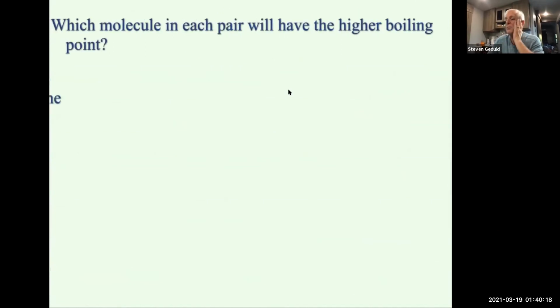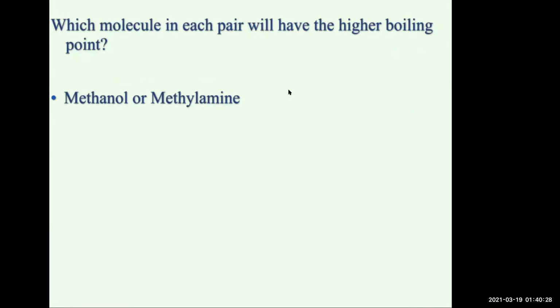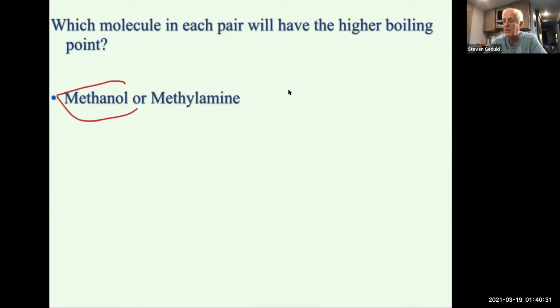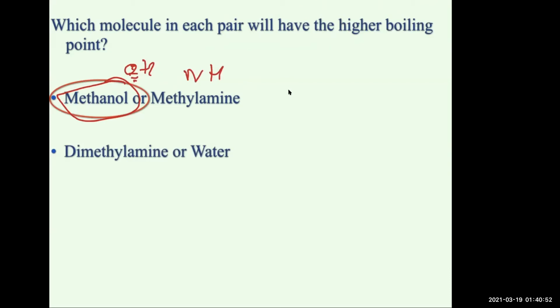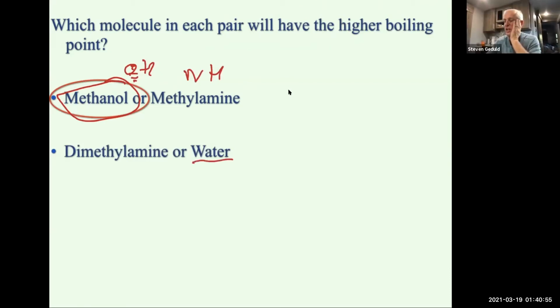Okay. So which molecule will have the higher boiling point? Would you have methanol or methylamine? Which would you think would have the higher boiling point? Methanol. Yeah, perfect. Methanol. That's the alcohol. You have an OH bond versus an NH bond. Oxygen is more electronegative, forms a stronger hydrogen bond. Okay. Dimethylamine or water? Water, perfect. Water has an OH group versus the NH group.